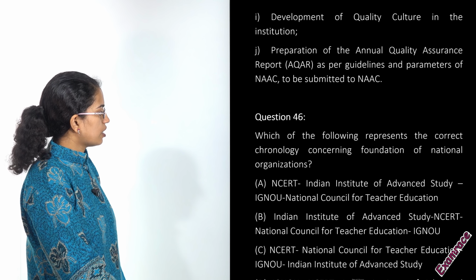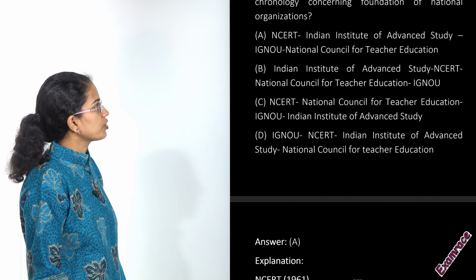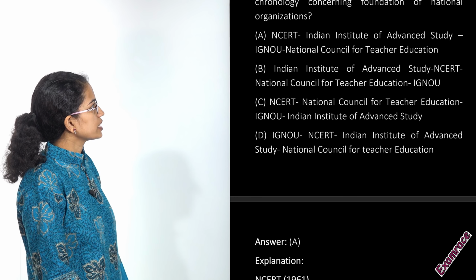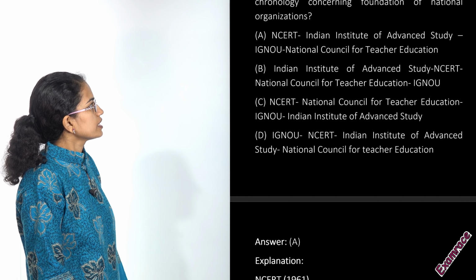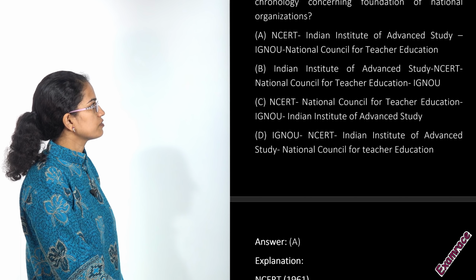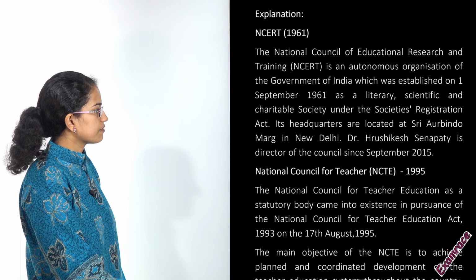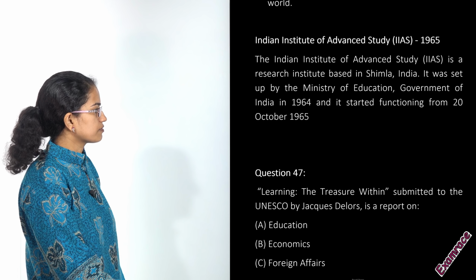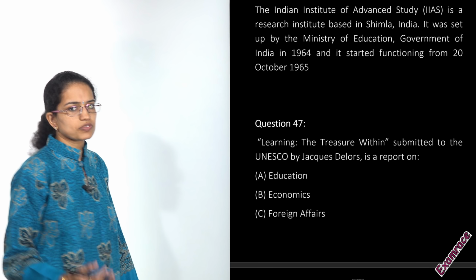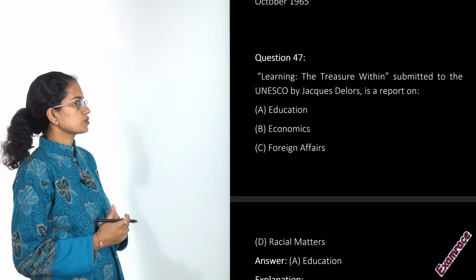The foundation series, you have first, that is NCERT, followed by advanced studies. So NCERT in 1961, advanced studies in 1965. Then you had IGNOU and the National Council for Teacher Education. So that's the correct order. You had IGNOU in 85 and finally you had the other institute that was there. So that's the correct order of the institutions. Again, a very theoretical question. You have to remember the years to answer this question.